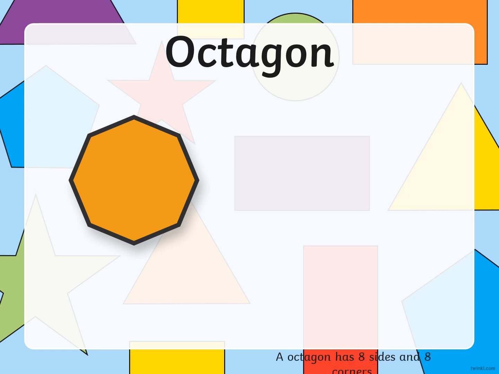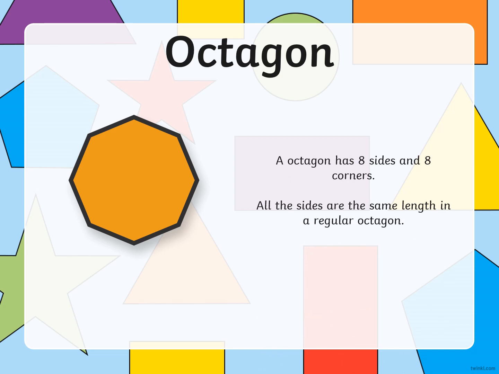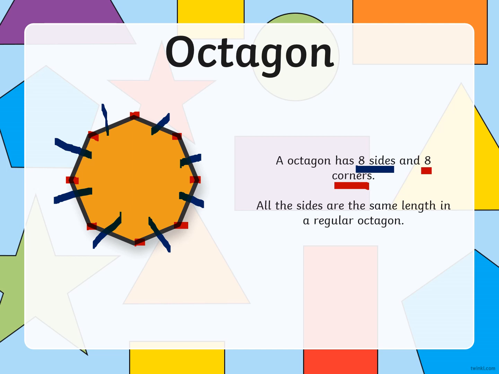Okay, guys, now an octagon has 8 sides. Shall we see if we can find them? Ready? I'm going to highlight them. There's 1, 2, 3, 4, 5, 6, 7, 8. 8 sides. And because it has 8 sides, it has 8 corners. There's 1, 2, 3, 4, 5, 6, 7, 8. 8 corners. Because it has 8 sides, it has 8 corners.